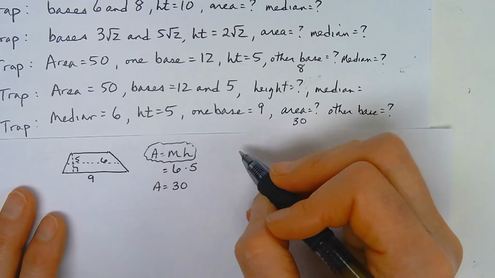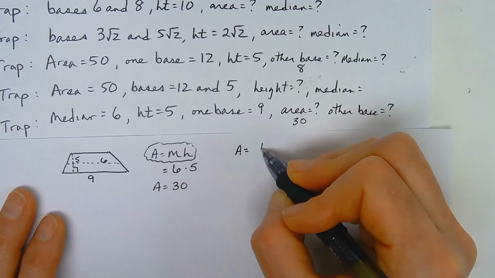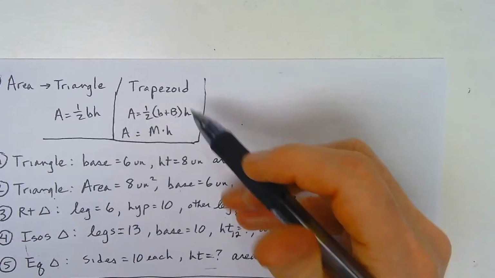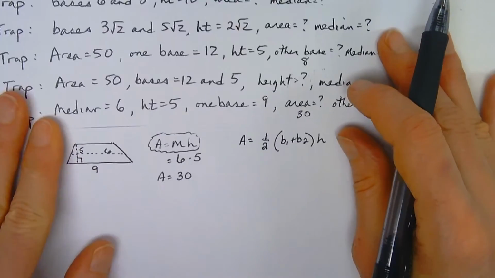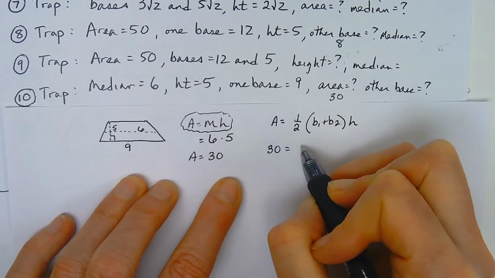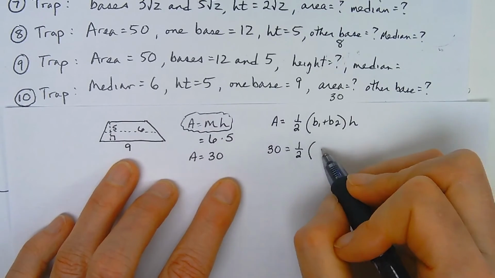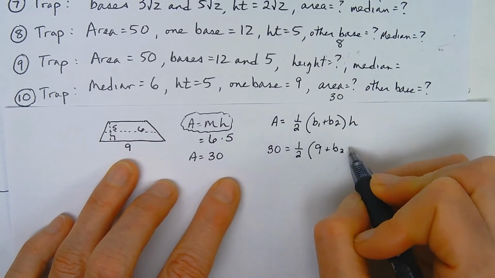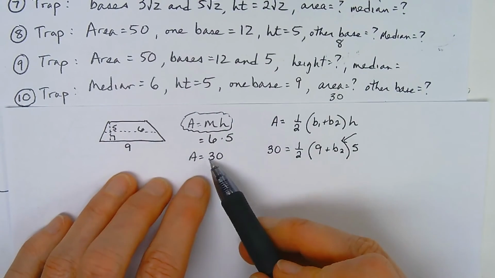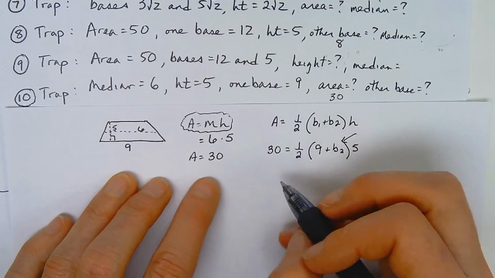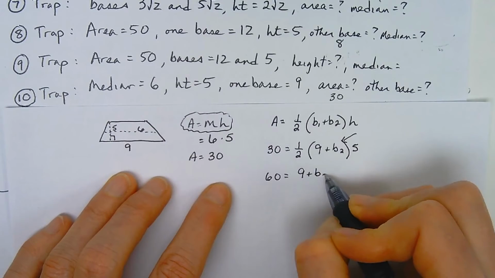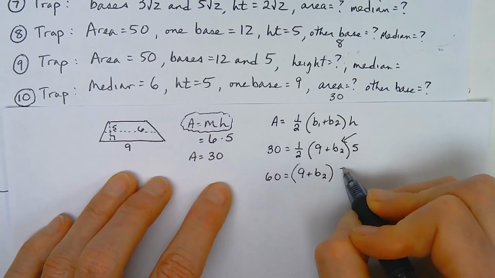Well, the formula that uses both bases is the area of a trapezoid equal to 1/2 base 1 plus base 2 times height. It's the other formula, right? So we're going to use this other formula to solve for the base. We solve for the area, that's 30. That equals 1/2 times. One base is 9. We don't know the other base. And the height is 5. That's what we're solving for. Because we already have the area, we can plug that in. So I like to multiply by 2, so I get 60 equals 9 plus B2, all times 5.